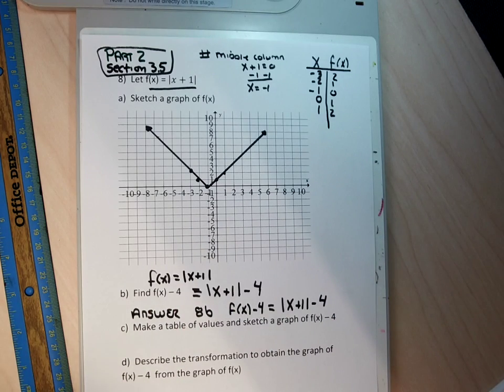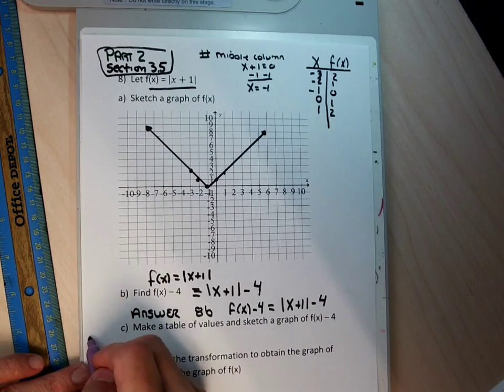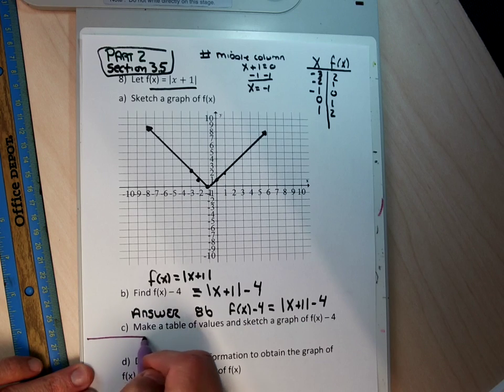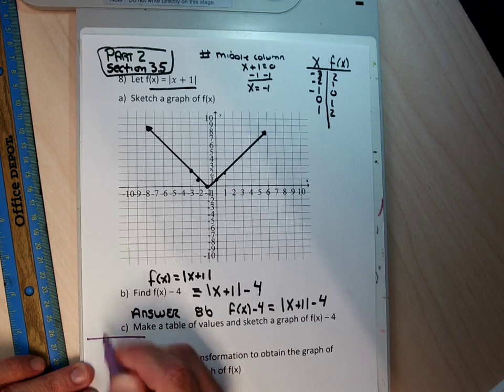So when I go to graph part C of this, let me get a fresher marker here. I'm going to use the same x column. So when I go to do part C, I'm going to have a column that says x and a column that says f of x minus 4.